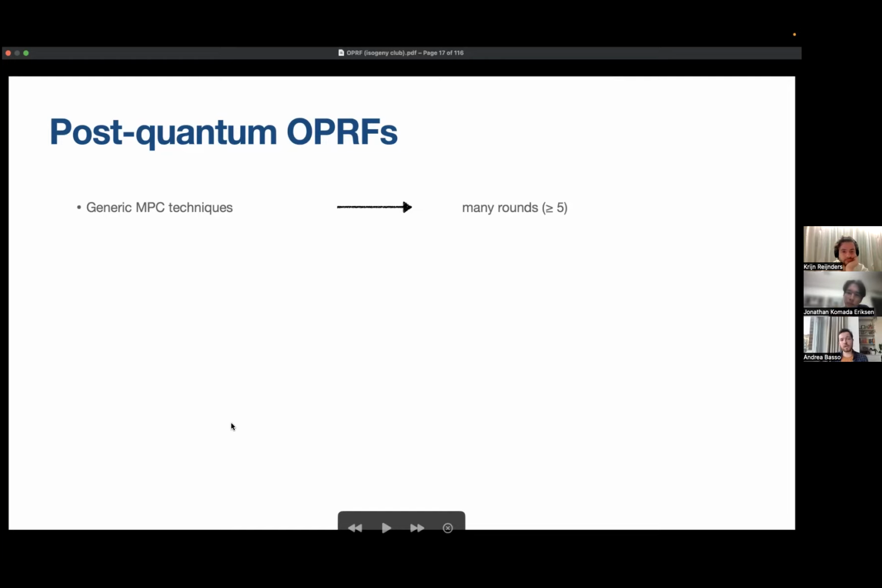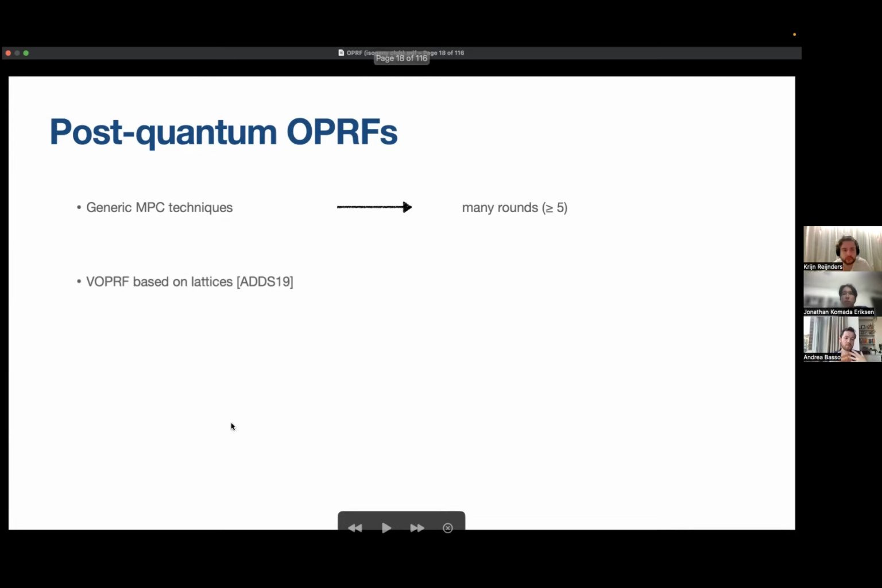So, for instance, in the classical setting, the Diffie-Hellman construction that we've just seen is a lot more performant than the generic MPC-based techniques. So what we're hoping is that we can do the same in the post-quantum world and get an OPRF that is post-quantum and is also significantly more efficient than what can be obtained by generic techniques.